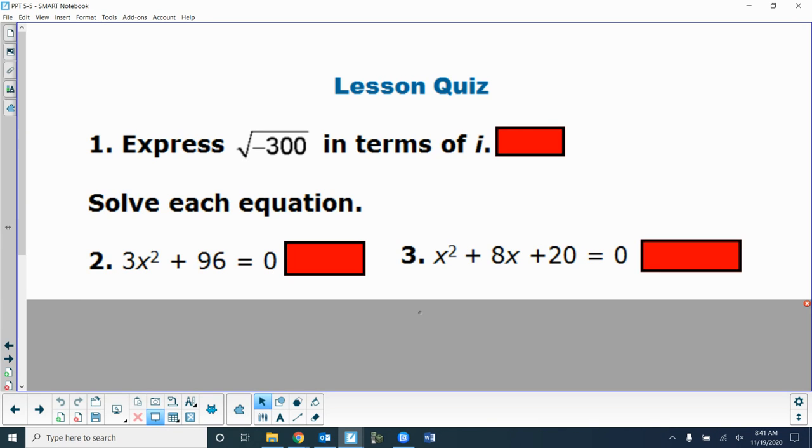What'd you get, Andrew? For the first one, I got 50i. I got 3 radical 10i. You're backwards. The 10 comes out as the 100, right? And the i, and then the 3 would stay.